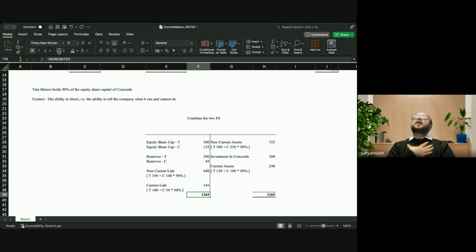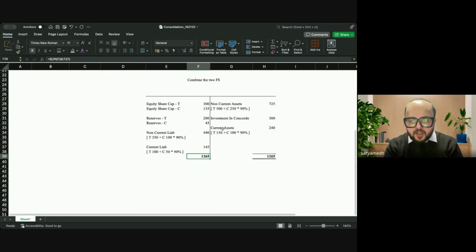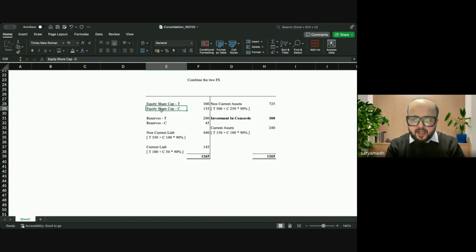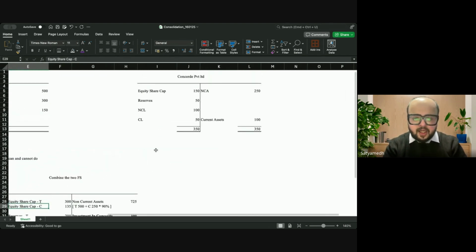Now observe one thing. When I say that one company owns 90% of the other company, what does it own? I don't own the assets directly. I own the share capital. I own 90% of the shares. And if I am a 90% owner, then whatever the other company has, 90% of it belongs to me. So I don't own the assets directly. I hold equity shares in the other company. So now you see there is an investment in Concord that I have written at 300. This is the cost of that investment, the amount that I have paid.